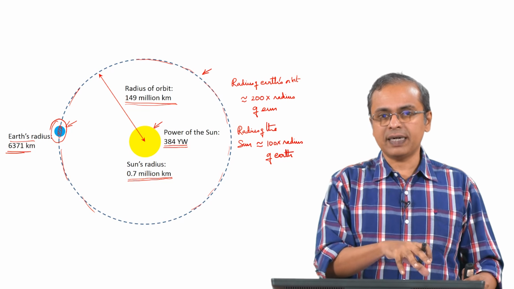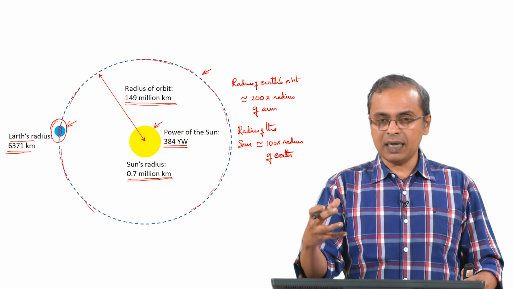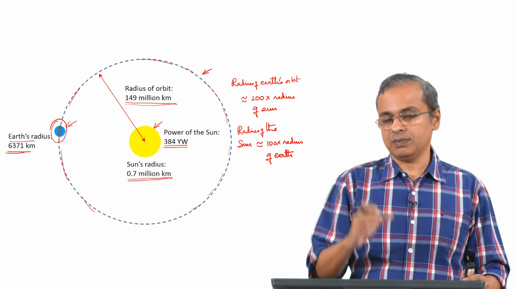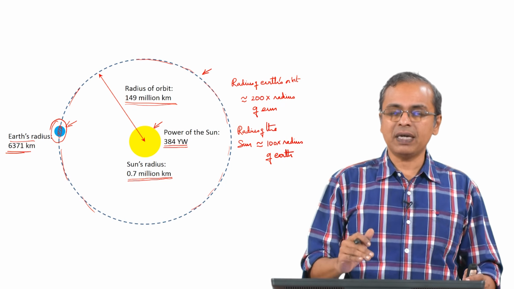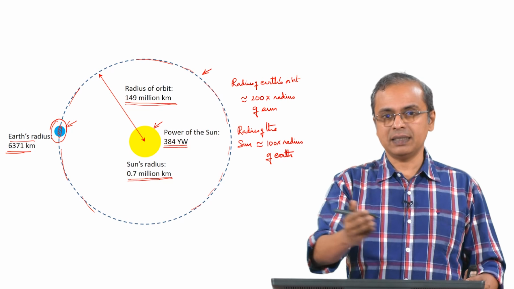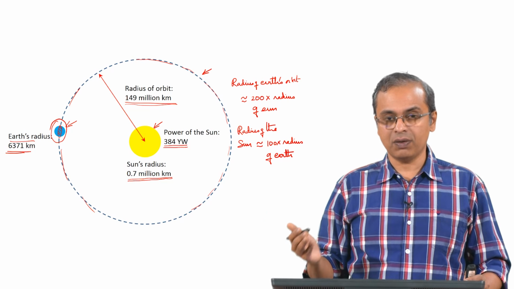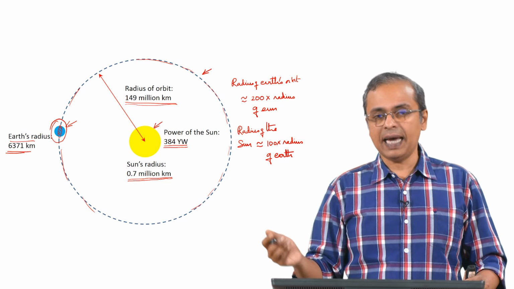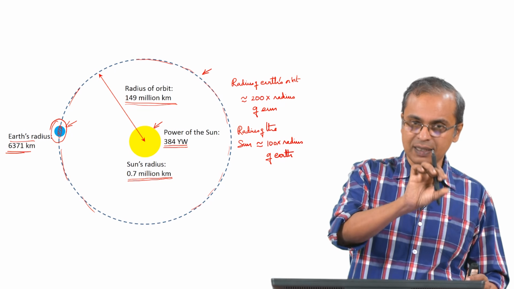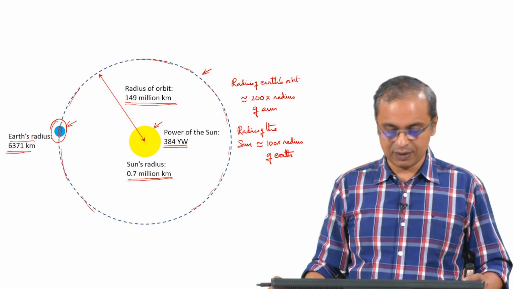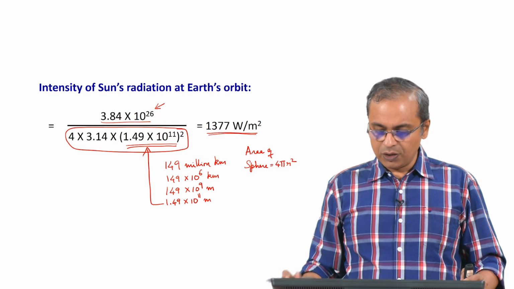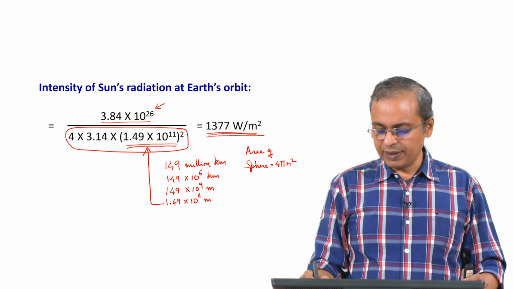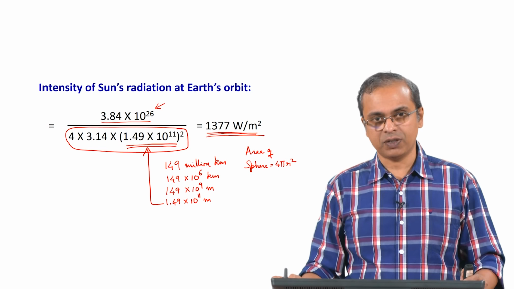Now, what we are calculating is the amount of energy that is going to fall on Earth. For that, we have found out the power per meter square in Earth's orbit, and then we are going to look at the area of the Earth, and that is all that is going to fall on the Earth. So, intensity at Earth's orbit is this value, 1377 watts per meter square.